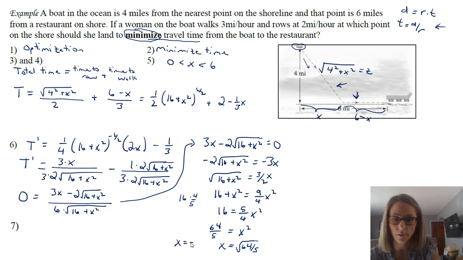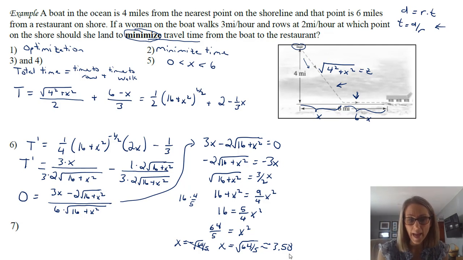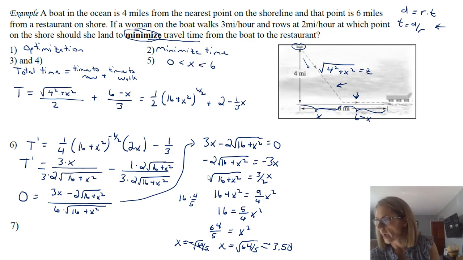I would also get the negative, but that's not possible with the kind of problem that we're doing. And we're going to take this as a decimal, and typically I would ask that just because we want it to make sense to somebody. Nobody uses square roots when they're talking about how far they walked that day. This is to 2 decimal places 3.58, and so we get that x should be about 3.58, and that would be in terms of miles.